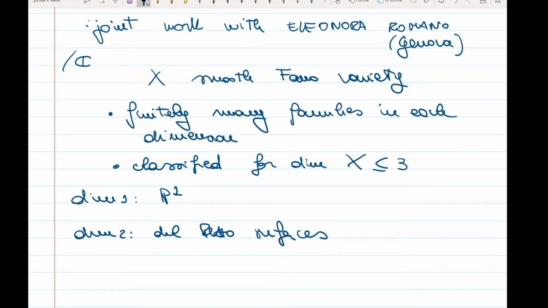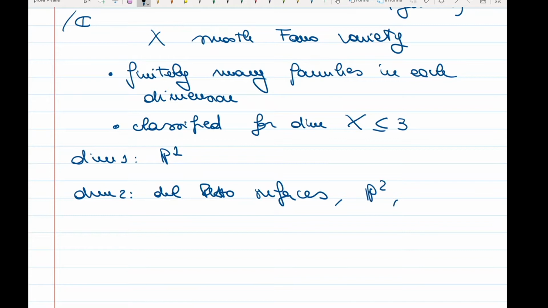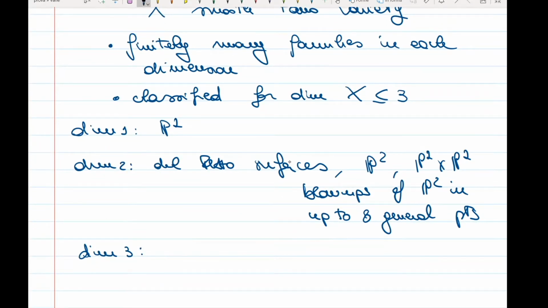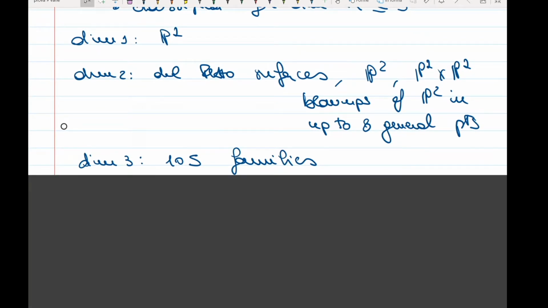And even if I think all people here are experts, I will still recall that they are P2, P1 cross P1, and the blow-ups of P2 in up to 8 general points. And in dimension 3, as we heard already yesterday from Vanya, we have 105 families of Fano threefolds. And starting from dimension 4, we do not have a complete classification.